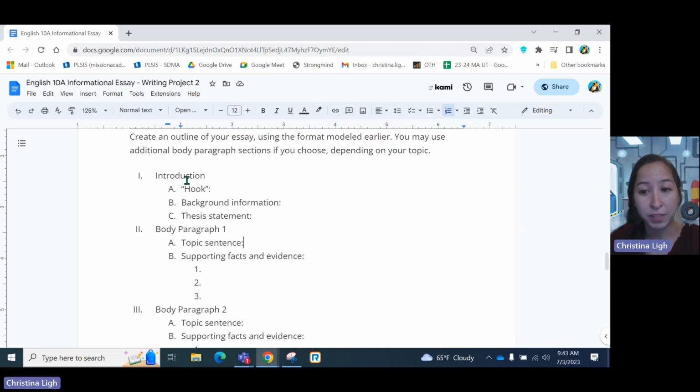Let's go into those paragraphs in more detail. A hook is something that just gets your reader interested. When I was in elementary school, they told me a little key for this that's useful. It can be a question, a general statement, or an interesting fact. Background information is just anything your reader might need to know to understand the topic. So if my topic was cell phones in school, I might say something about how common cell phones are in school or how there's lots of rules against it, that kind of thing.